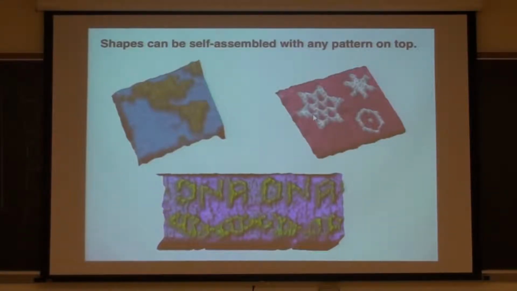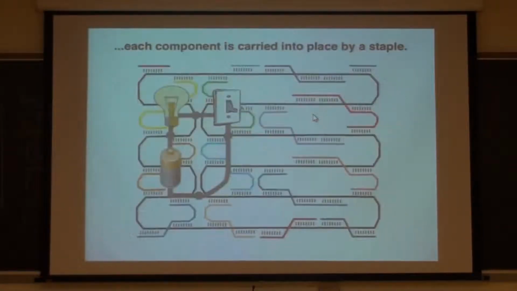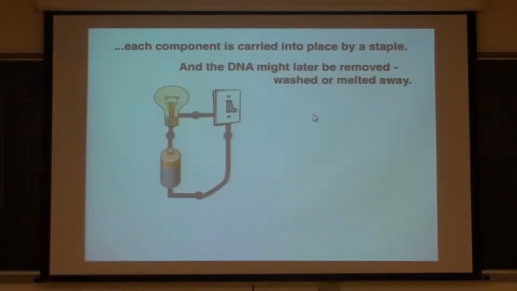And what's really neat about it, well, actually this all looks like nano artwork, but it turns out that nano artwork is just what you need to make nano circuits. So you can put circuit components on the staples, like a light bulb and a light switch, let the thing assemble, and you'll get some kind of a circuit. And then you can maybe wash the DNA away and have the circuit left over.